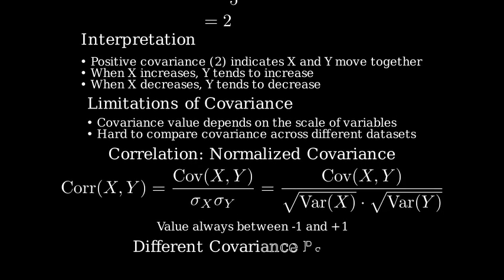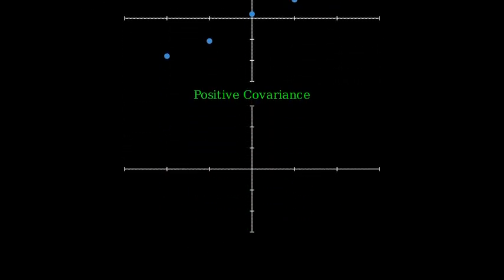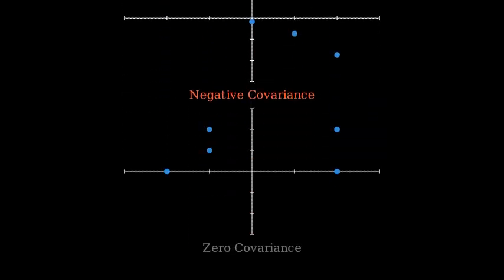Let's look at some different patterns and their corresponding covariance values. When points mostly fall in the positive contribution quadrants, we get a positive covariance, indicating a positive relationship. When points mostly fall in the negative contribution quadrants, we get a negative covariance, indicating an inverse relationship. And when points are evenly distributed among all quadrants, the covariance is close to 0, suggesting no linear relationship.